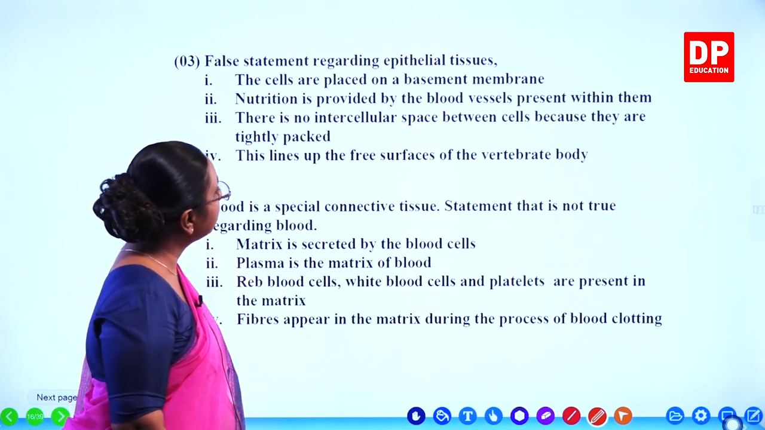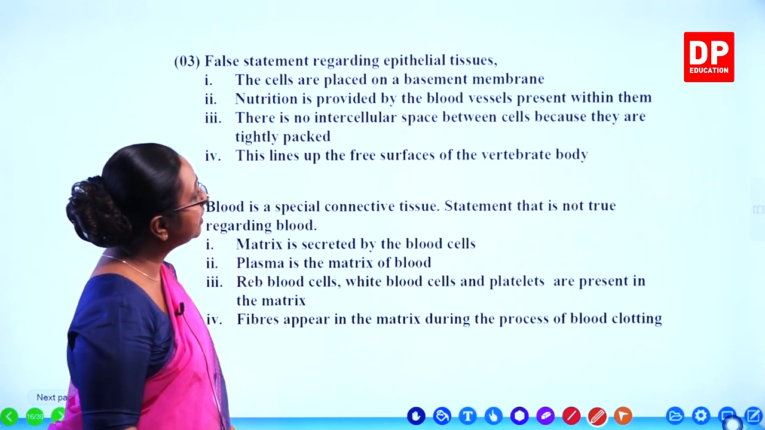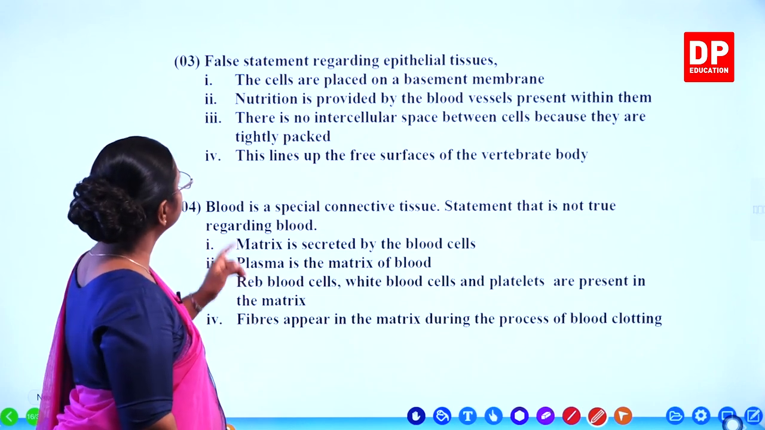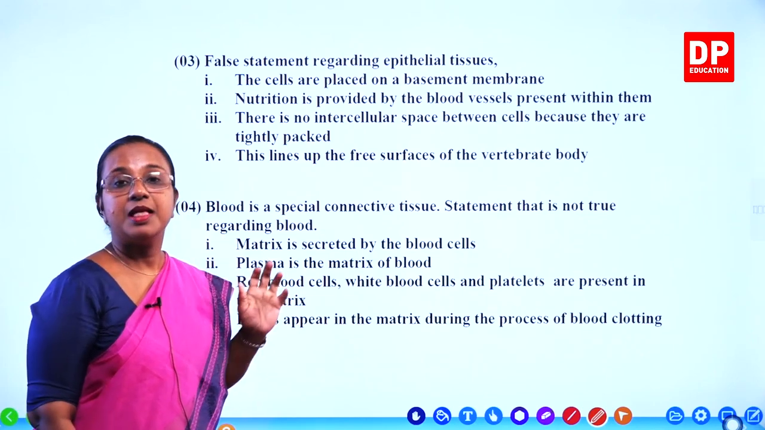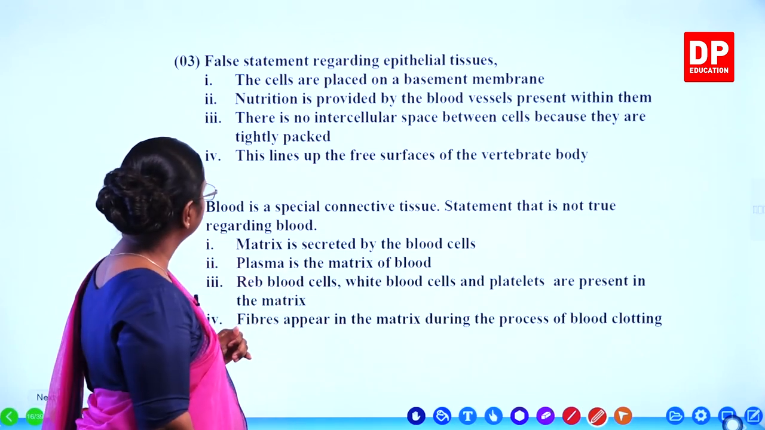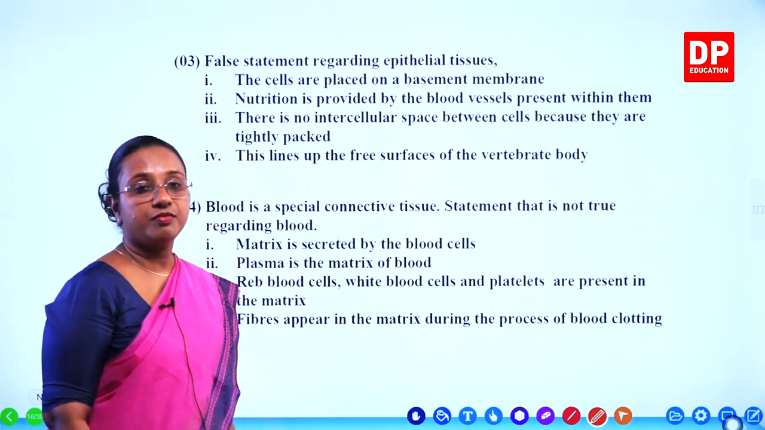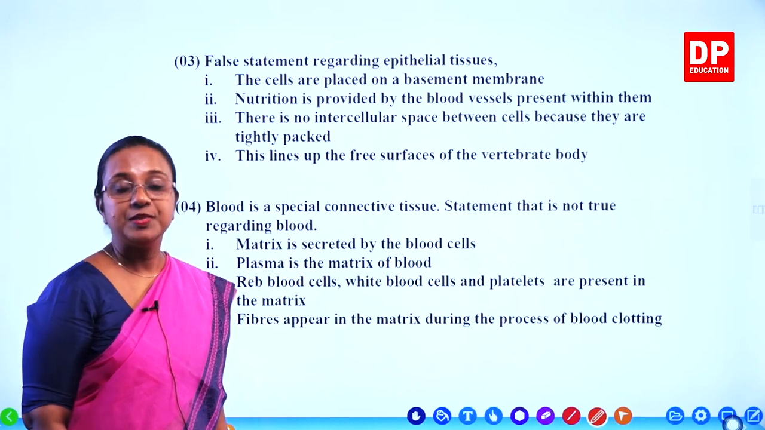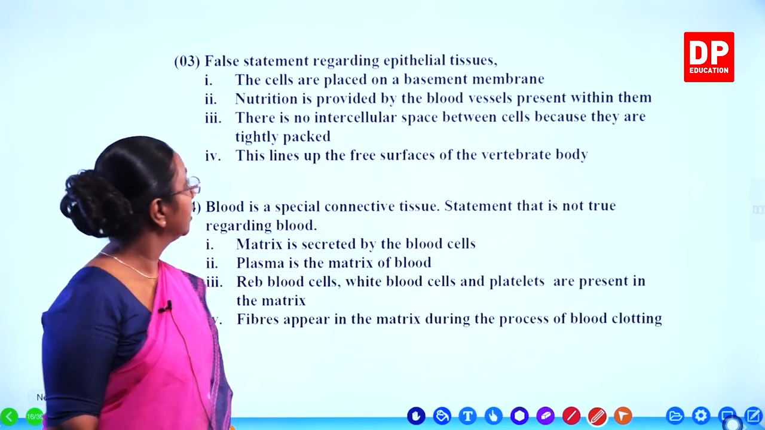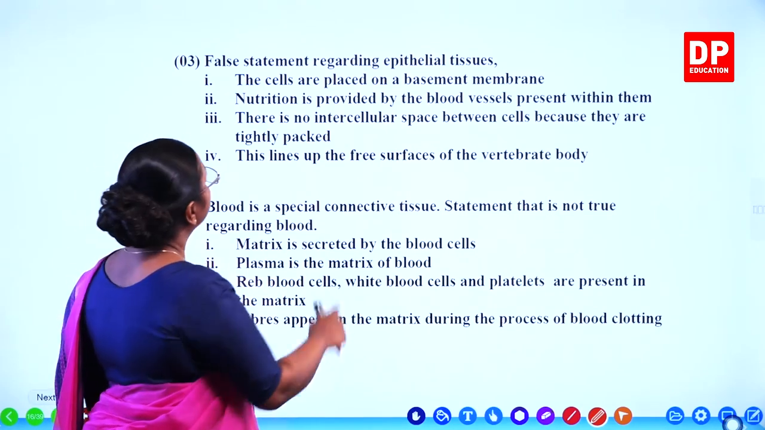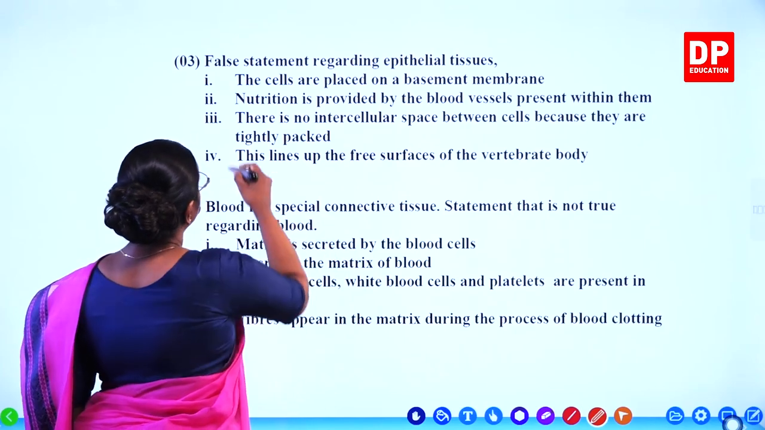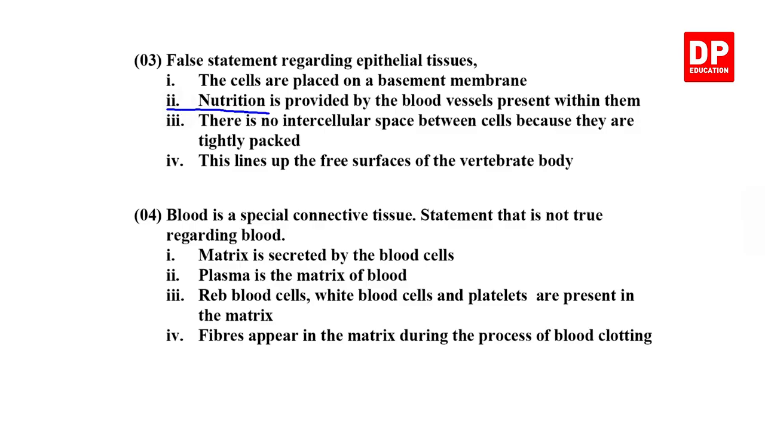There is no intercellular space between cells because they are tightly packed. That is also correct. This lines up the free surfaces of the vertebrate body. That is also correct. So the false statement regarding epithelial tissue is the second one.